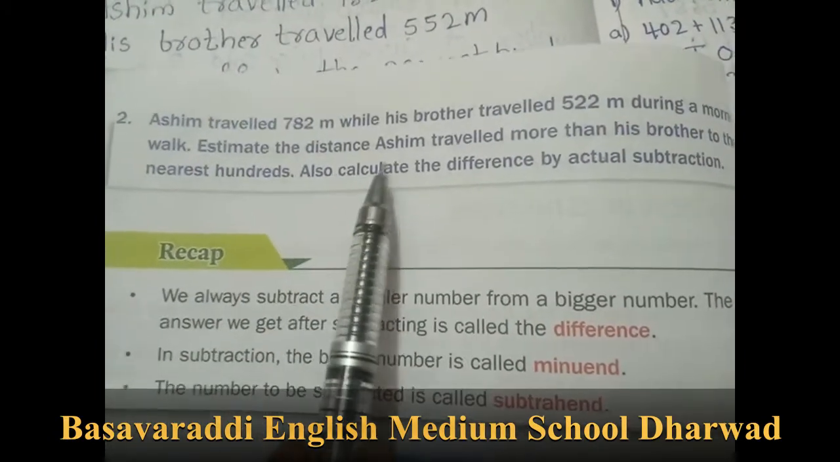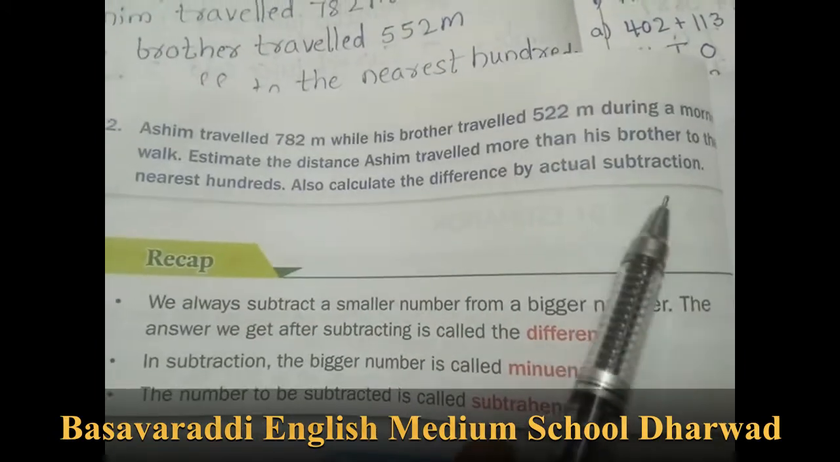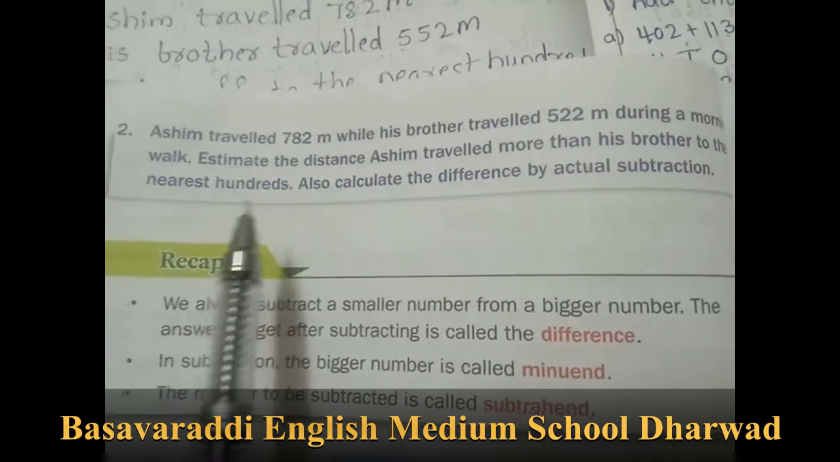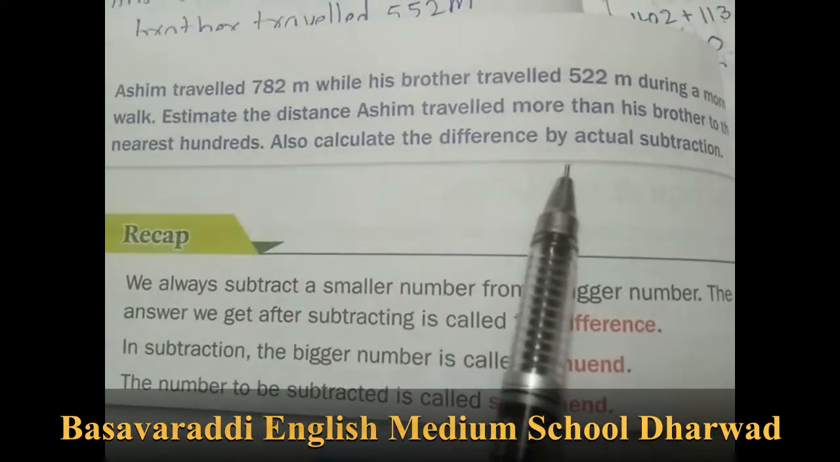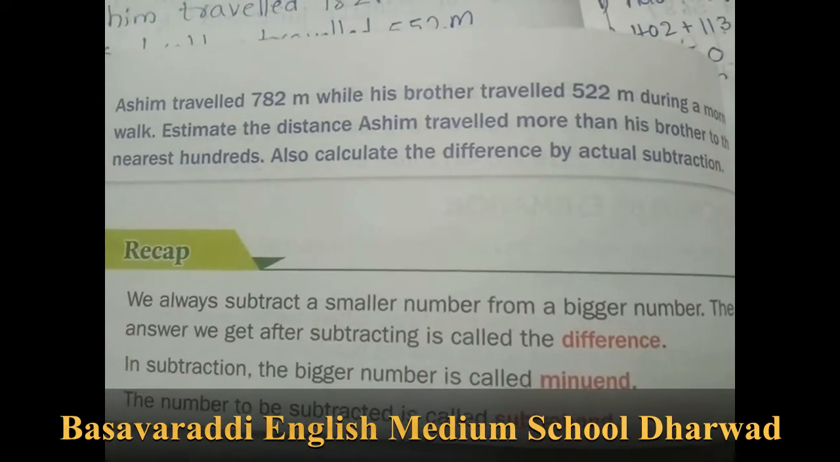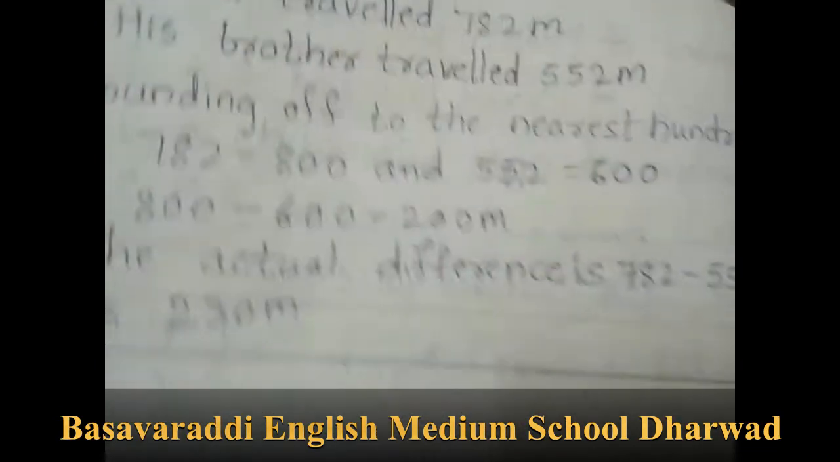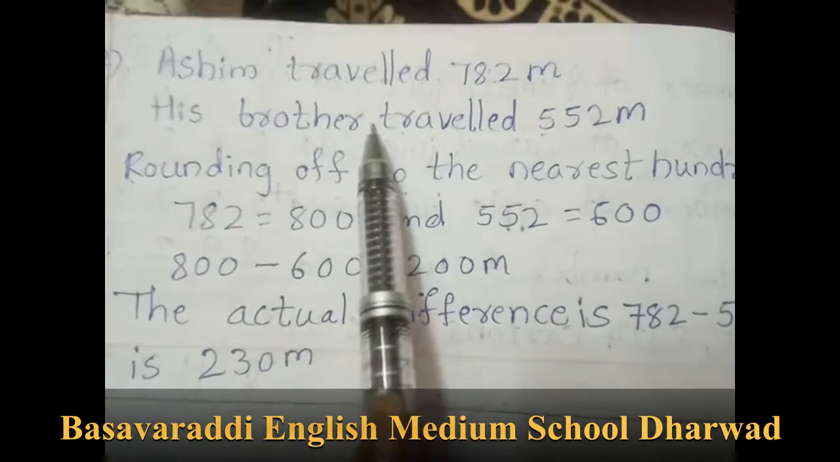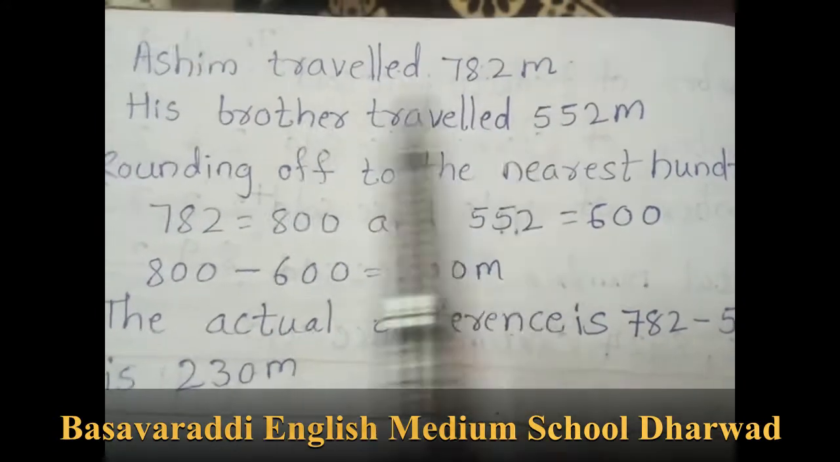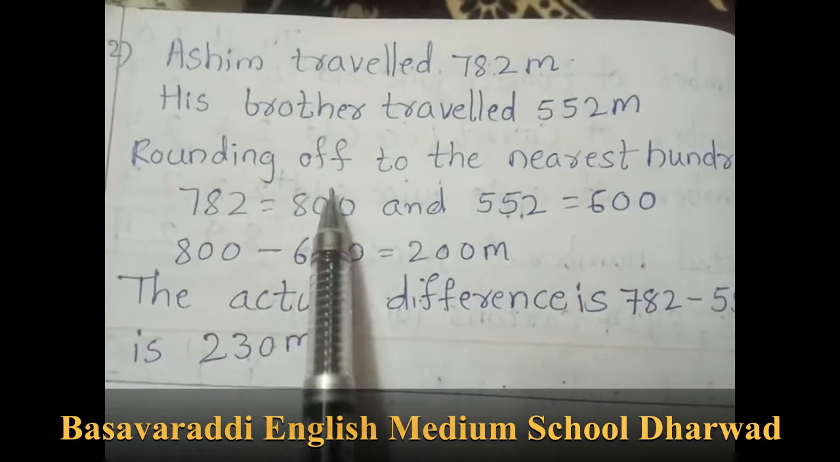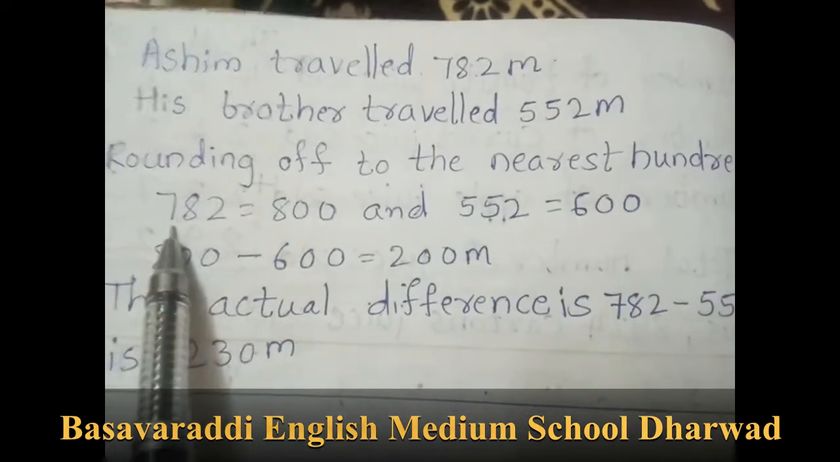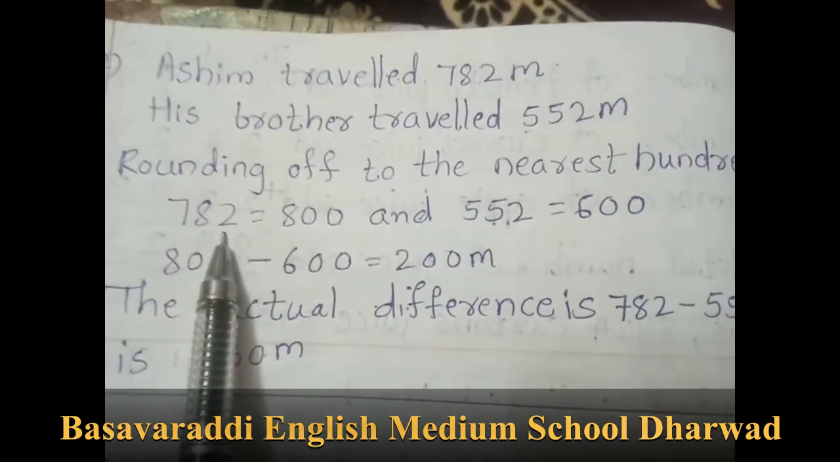Estimate the distance Asim traveled more than his brother to the nearest hundreds and also calculate the difference by actual subtraction. So Asim traveled 782 meters. His brother traveled 552 meters. Round to the nearest hundred. So 700, we are rounding 782.